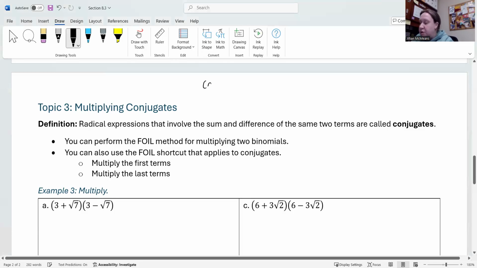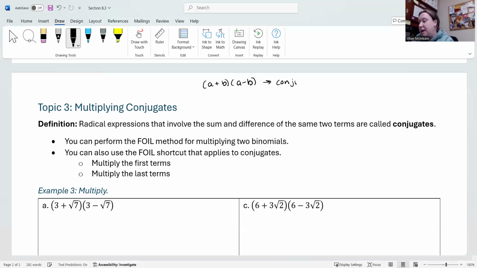So with polynomials, we learned that something like a plus b times a minus b, these were called conjugate pairs. And you will see similar situations come up here. So you'll see this idea of conjugate pairs again. And what you need to remember with conjugate pairs, you don't have to do FOIL, okay?